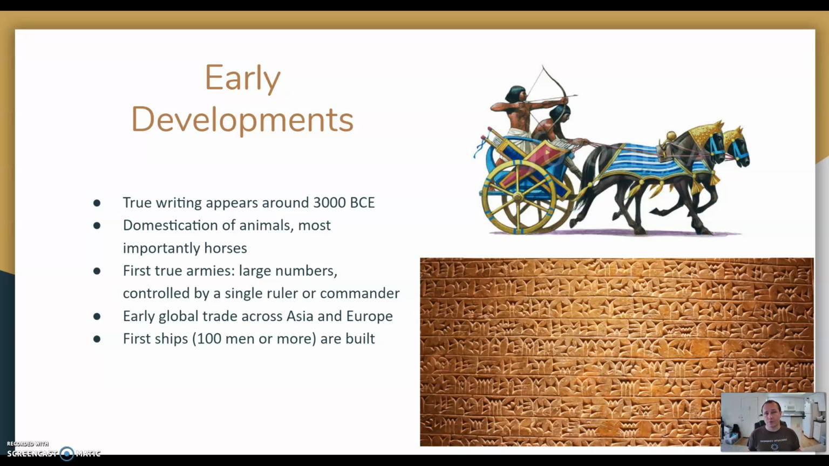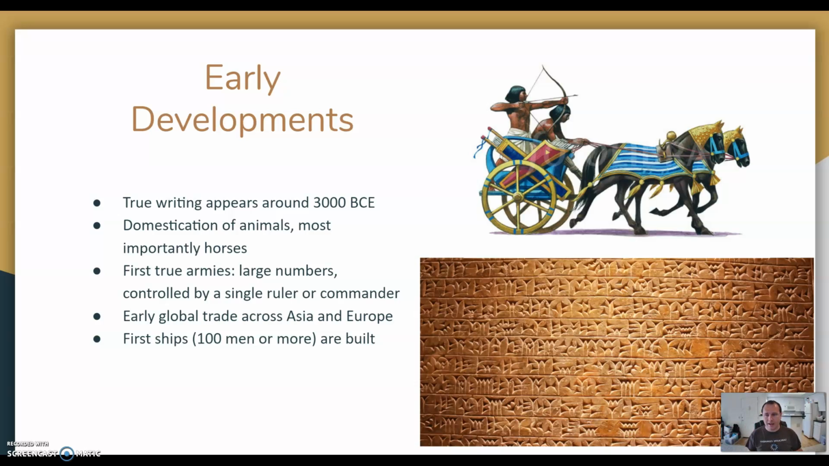This is when we see the first true armies, and we are going to talk about armies a lot, especially in second semester. So again, it's important to know that what we see in the modern world, guys, is not unique per se. It just looks different, right? We go back 5,000 years and we see large armies, we see international trade, we see conquest. But the fact of it is not new, but the way it's going to look is going to be different.